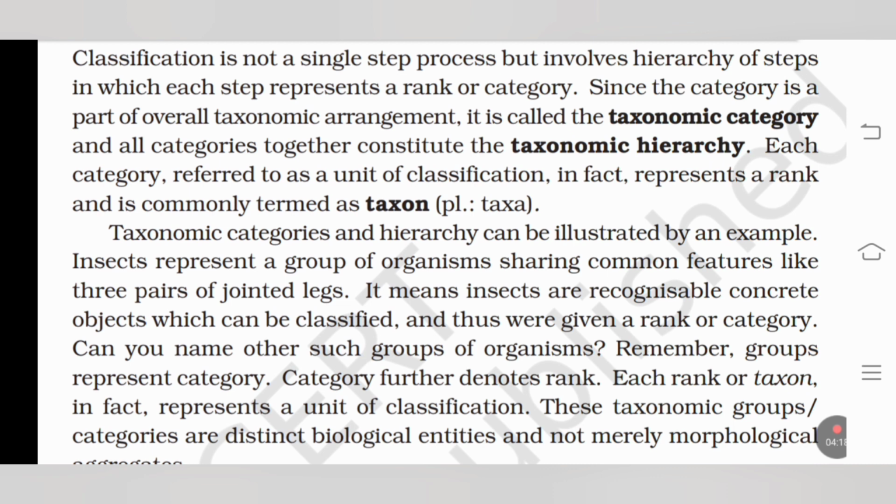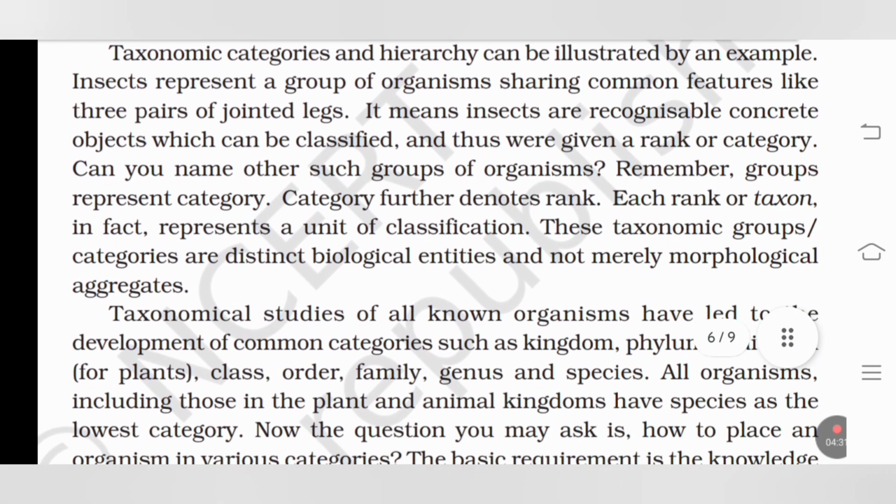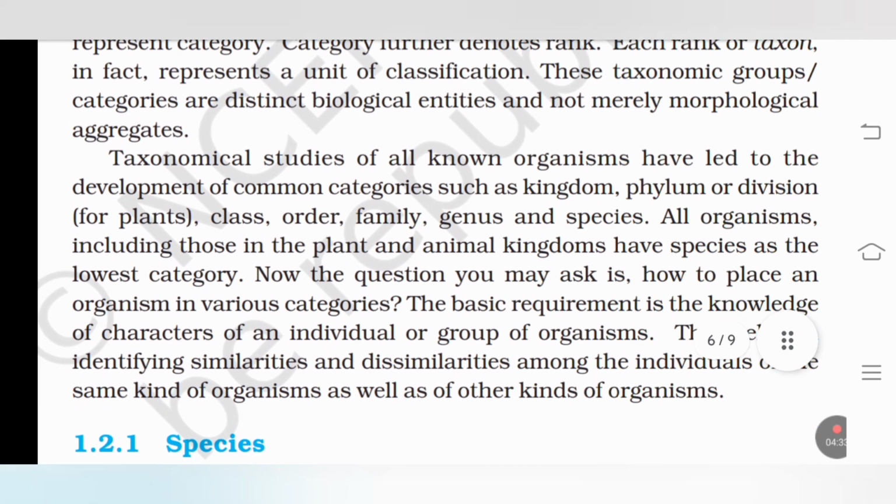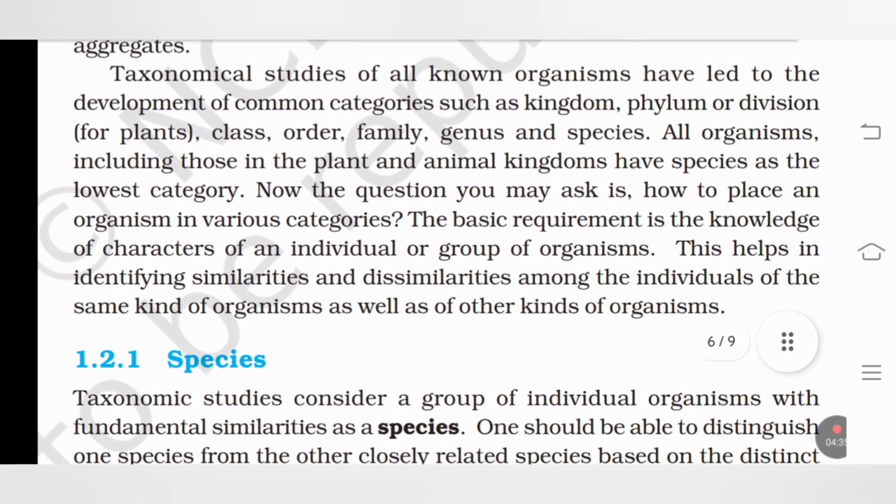Can you name other such groups of organisms? Remember, groups represent categories. Category further denotes rank. Each rank or taxa in fact represents a unit of classification. These taxonomic group categories are distinct biological entities and not merely morphological aggregates. Taxonomic study of all known organisms has led to the development of common categories such as kingdom, phylum or division, class, order, family, genus and species. All organisms, including those in the plant and animal kingdoms, have species as the lowest category.